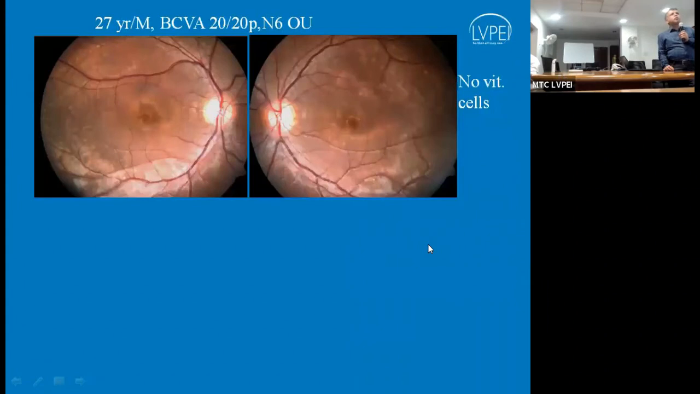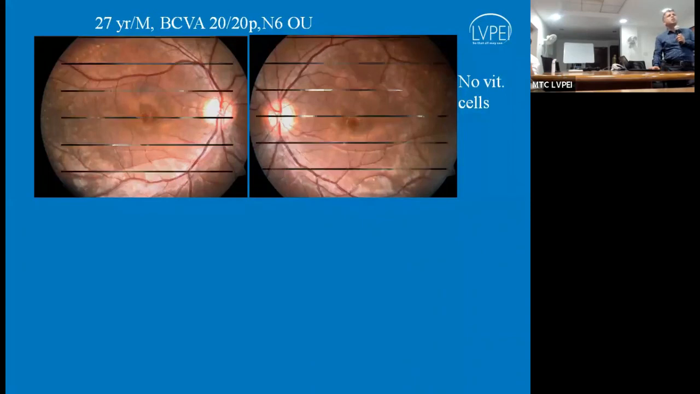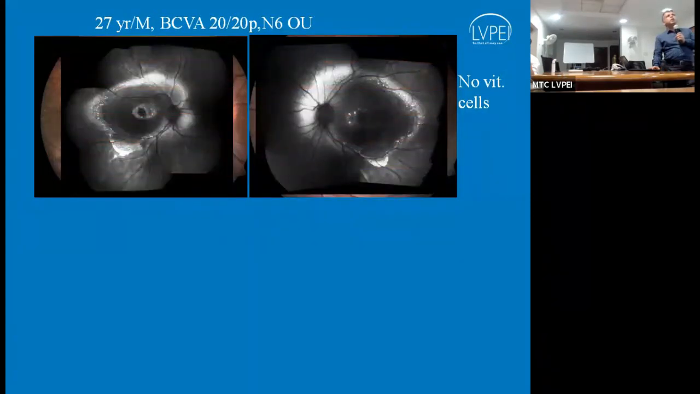Then the extreme variant, where you can see a 27-year-old male with extensive coarse dull gray pigments at the posterior pole as well as along the arcade. Vision 20/20, N6, diagnosed as a case of TB because the Mantoux was 34, a hyperreactive Mantoux. There were no vitreous cells, and what was the diagnosis?